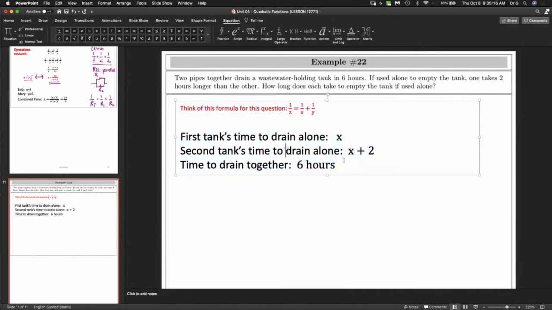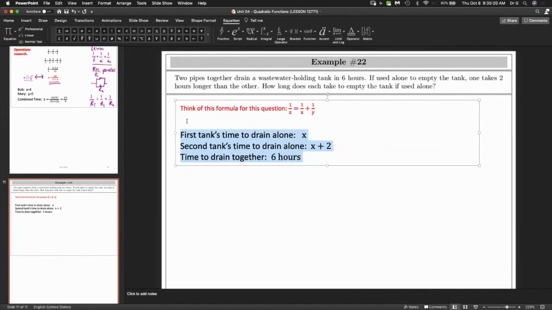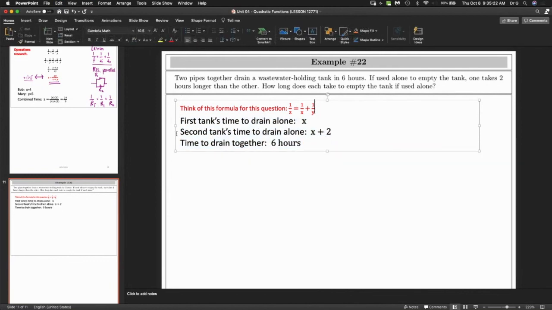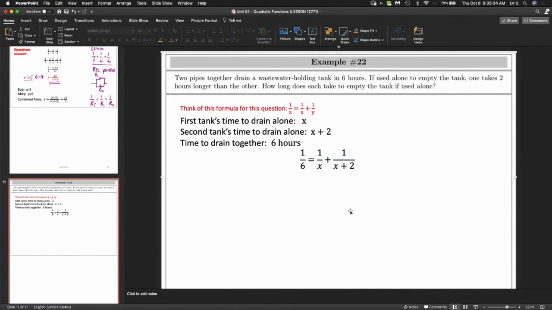Okay, so that's promising, because I think we have it now. I think we have it, people. It's just the same question. 1 over 6 equals 1 over X plus 1 over X plus 2. That's the formula.